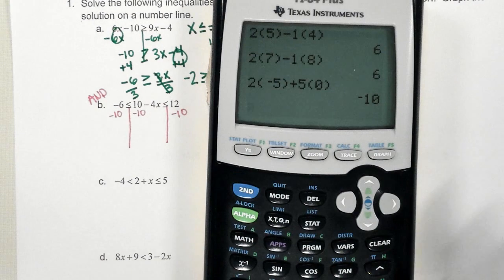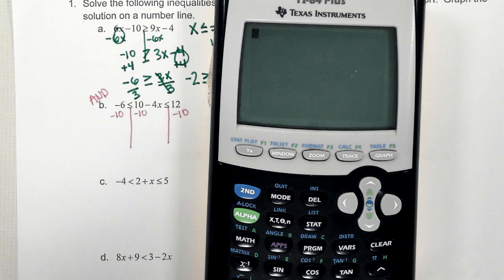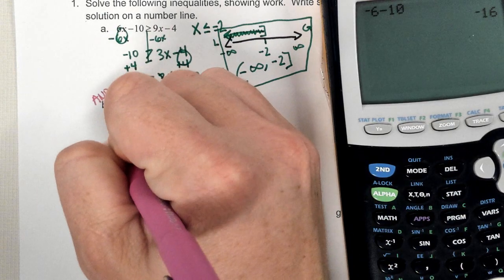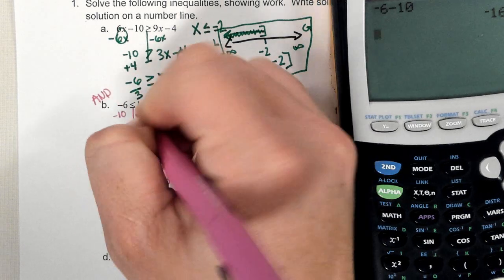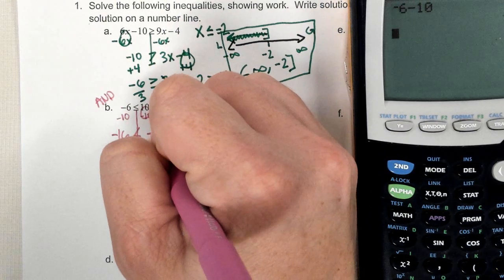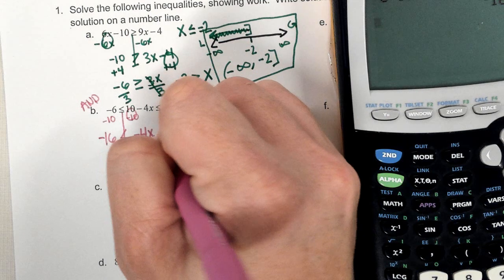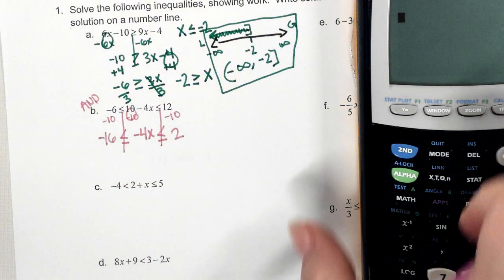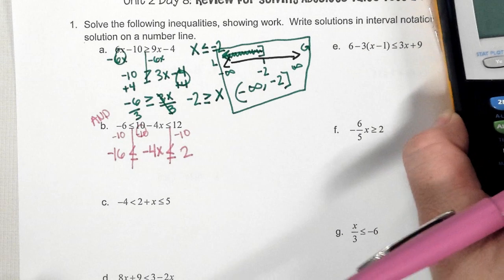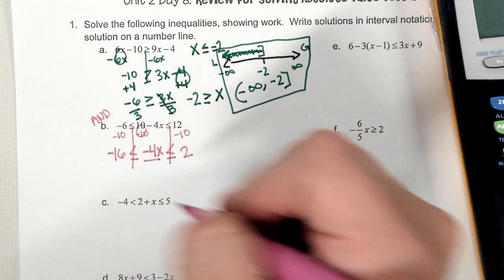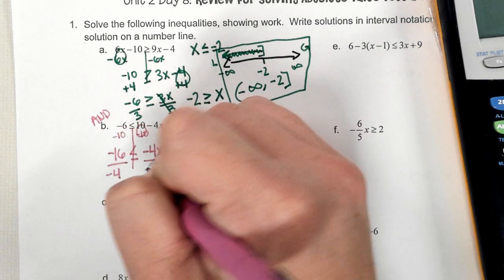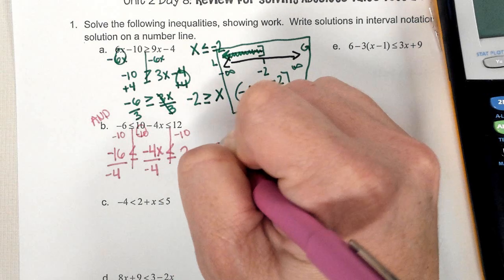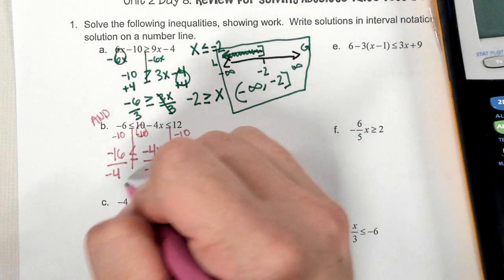If you struggle with negatives, make sure you're using your calculator. Negative 6 minus 10 gives me negative 16. I'm going to bring down my same symbols. These 10s cancel, and I have negative 4x. Bring down my same symbol, and 12 minus 10 is 2. So lastly, I'm going to divide by this negative 4, but when I divide by a negative, I have to flip my symbol. So I'm going to flip both of them.